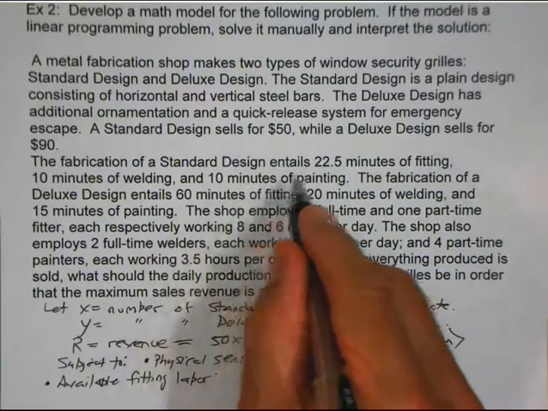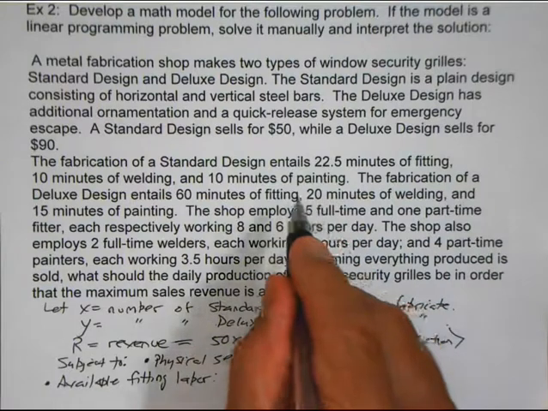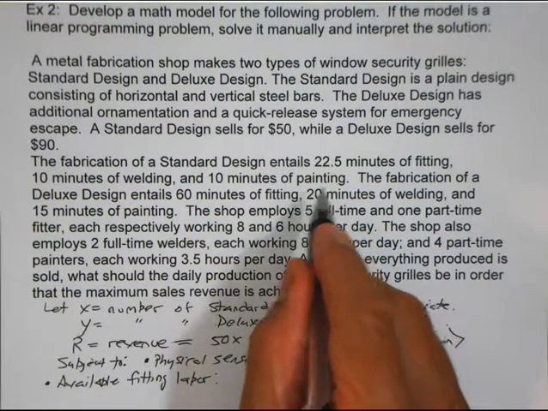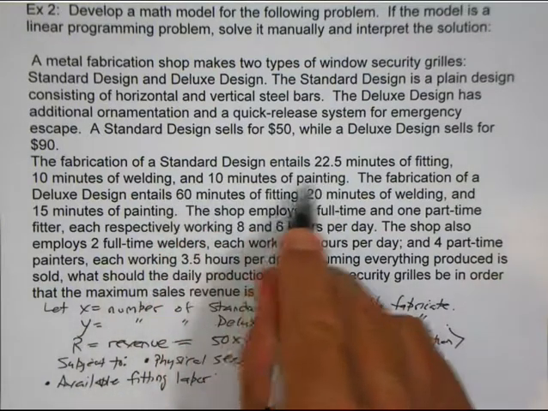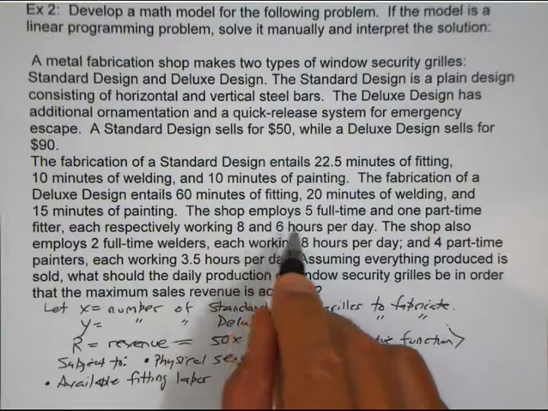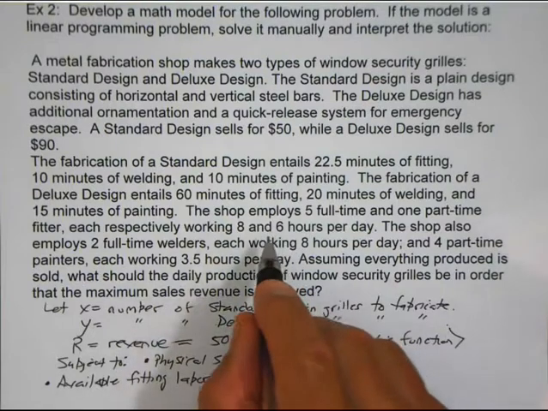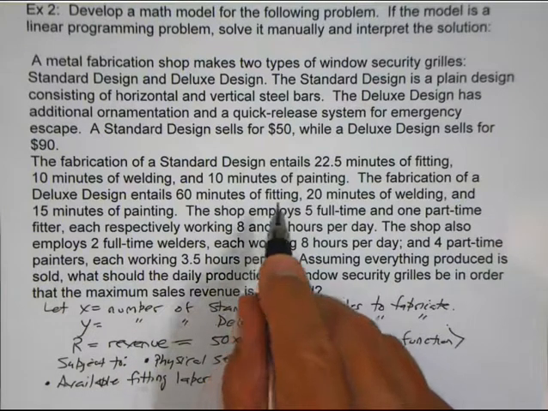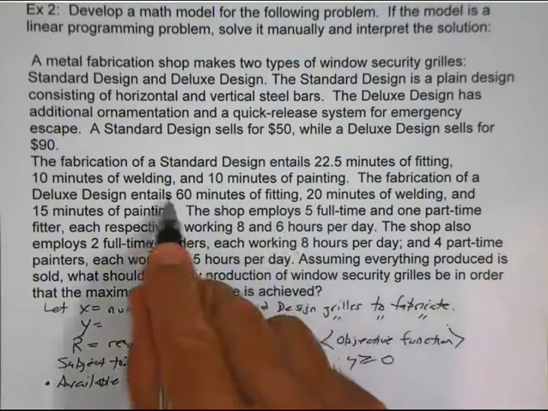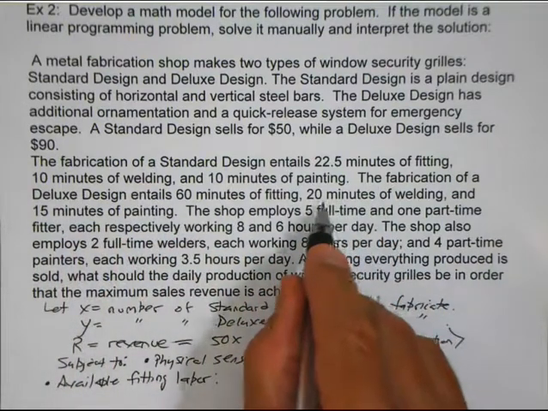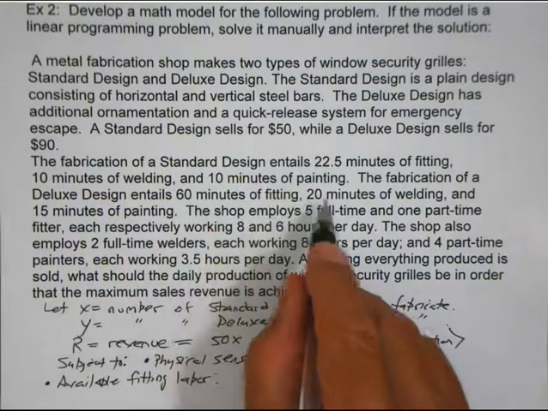The standard design, 22.5 minutes of fitting. Okay, alrighty, consideration here. Do we want to think about time in terms of hours or minutes? It's true the fabrication details are in terms of minutes. The labor is in terms of hours. The numbers seem to be heading towards rather large numbers if we deal with minutes. The kinds of minutes involved in the formulation actually convert very easily to hours, fractional hours here. 10 minutes, 1/6 of an hour. 20 minutes, that's 1/3 of an hour. All fairly simple numbers here.